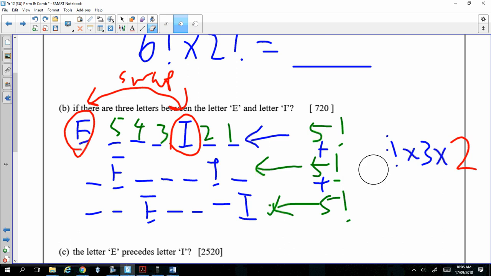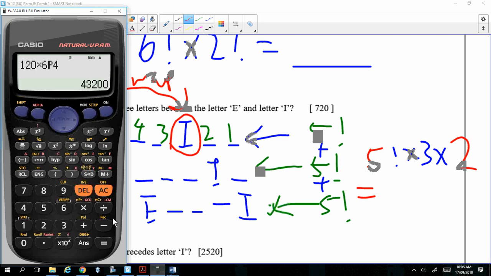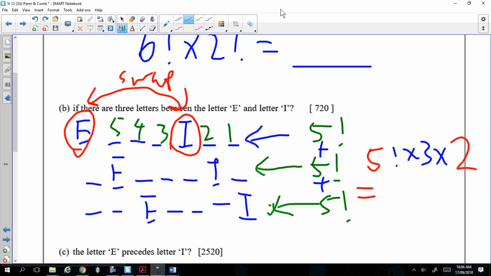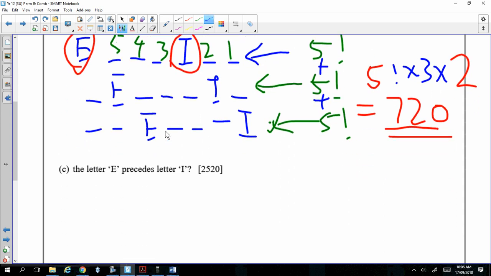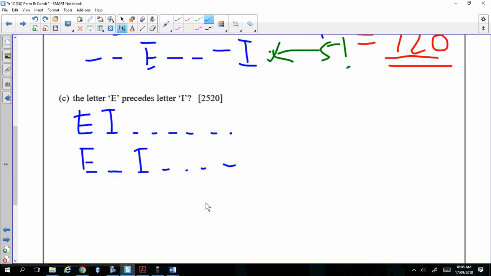And then we'll pack up after this because this one's quite interesting. Letter E precedes letter I. What does that mean? Because it could be E first and then I, or could be E, a gap, I, or a gap, E, and then I, or gap E, gap I, or 2, 3 gap I. So the E has to go before I. So when you look at it, it looks like there's a lot of possibilities, isn't it? But we can actually account for all the possibilities. So let's try to do that.